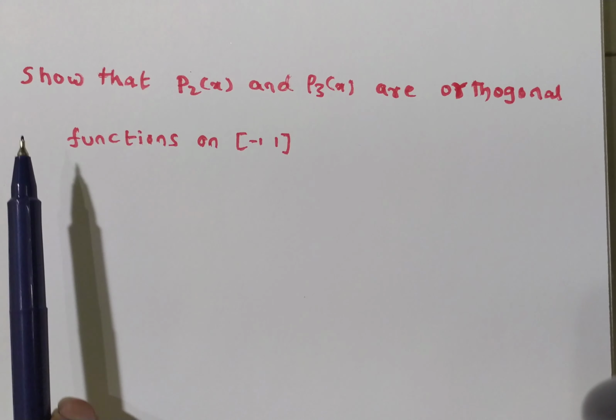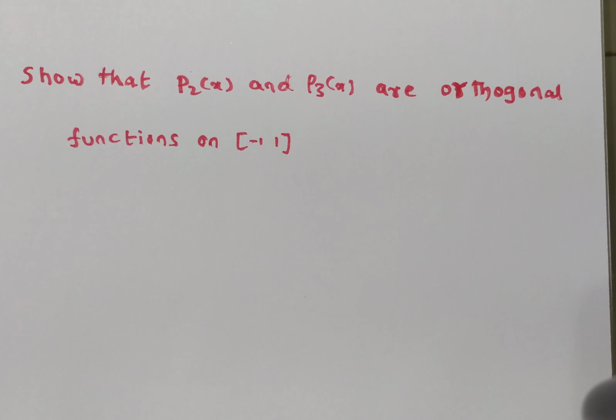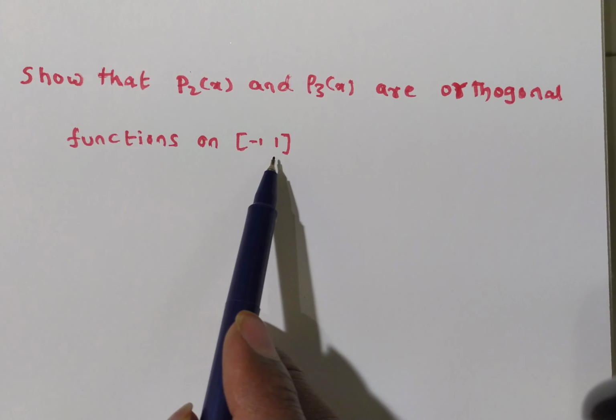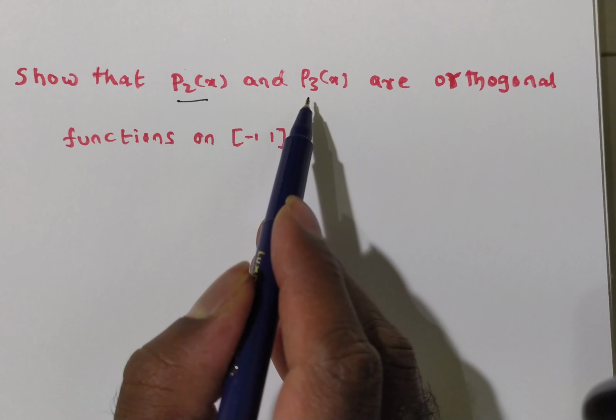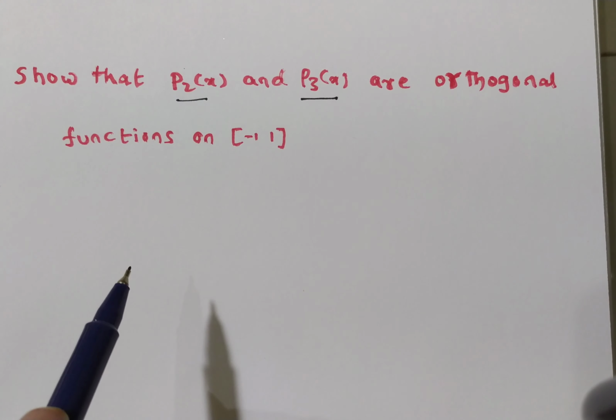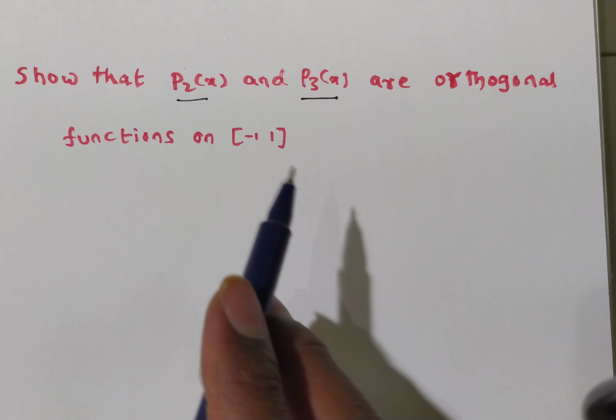Given problem is, show that P2 of x and P3 of x are orthogonal functions on the closed interval minus 1 comma 1. You see friends, here they are given P2 of x and P3 of x are the functions. Now we have to prove these two functions are orthogonal. What are these two actually?